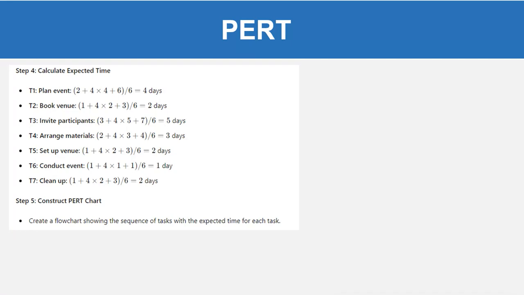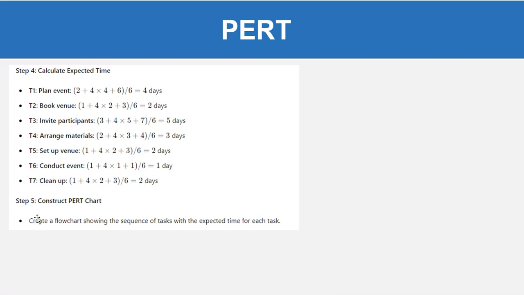Step 4, calculate expected time. For task 1, plan event, if you apply the formula, optimistic plus 4 multiplied by most likely plus pessimistic, divided by 6, it comes to 4 days. Task 2, book venue, is 2 days. Task 3, invite participants, is 5 days. Task 4, arrange materials, is 3 days. Task 5, set up venue, is 2 days. Task 6, conduct event, is 1 day. Task 7, cleanup, is 2 days.